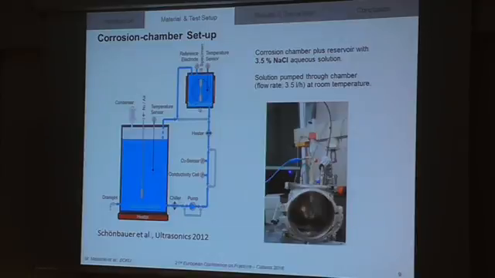Some of the tests we measured in 3.5% sodium chloride, and we used this ultrasonic chamber. The chamber has a tank for 30 liters of sodium chloride solution and a pump with a flow rate of 3.5 liters per hour, which pumps the salt water into the test chamber.